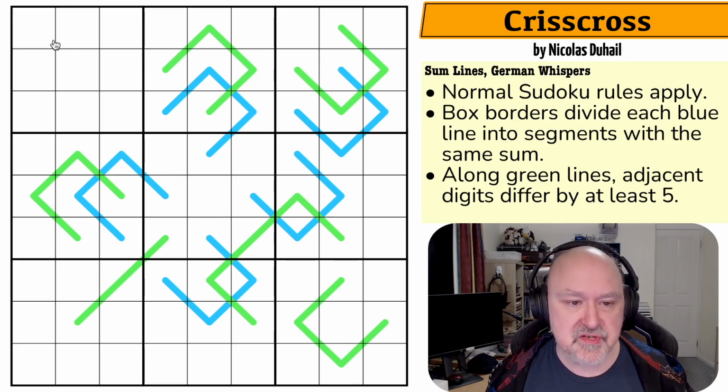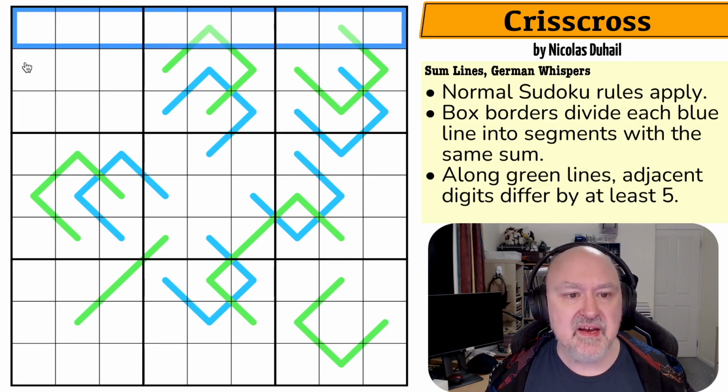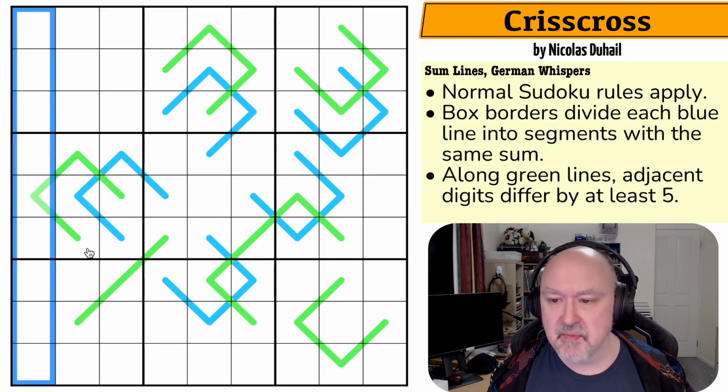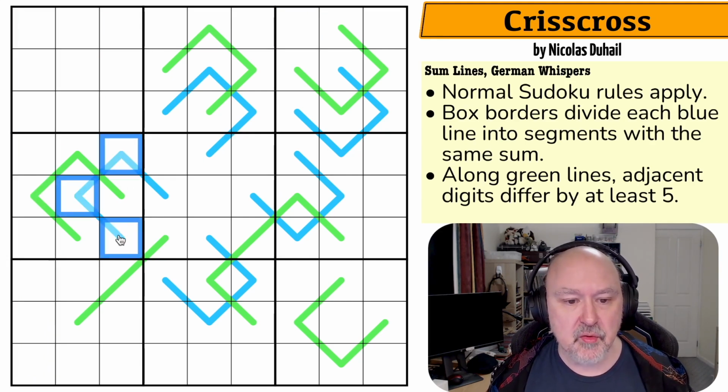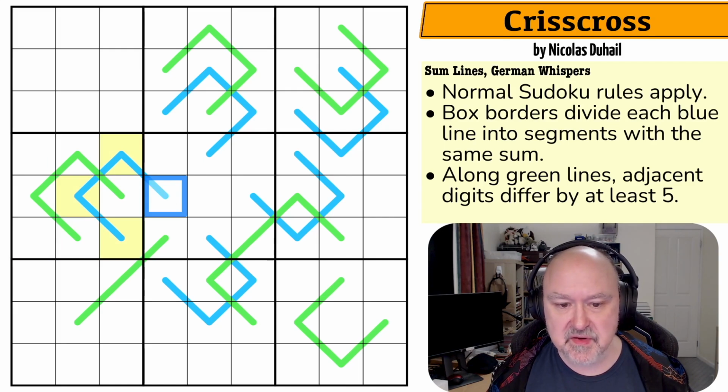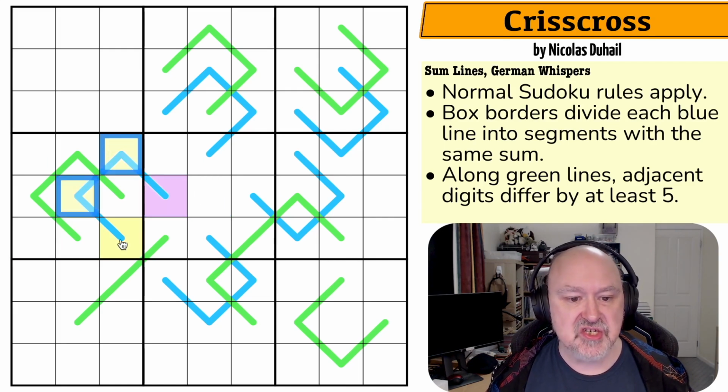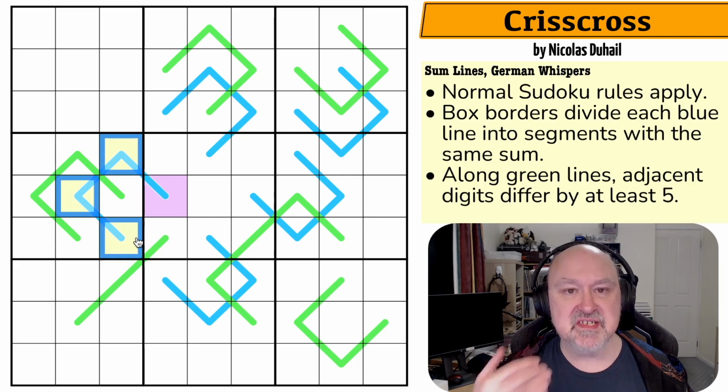Normal Sudoku rules apply. So in every box, in every row, and in every column, the digits 1 to 9 must be placed without repetition. Then box borders divide each blue line into segments with the same sum. The box borders are the thick lines, and it means that, for example, if we look at this blue line, this is one segment of the blue line, and this is a different segment, and the digits on each segment will have the same sum.